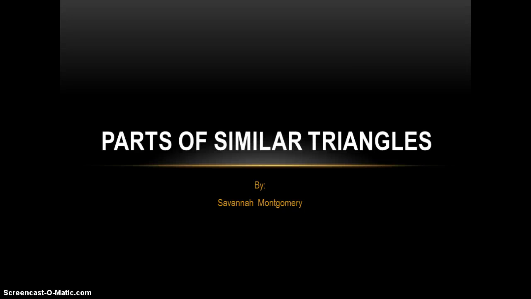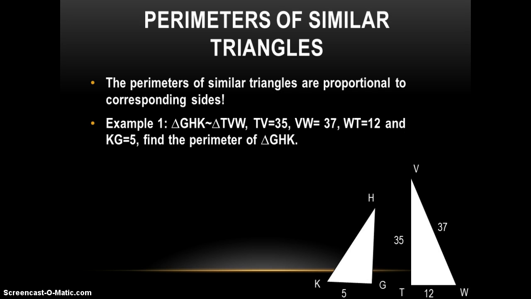Parts of similar triangles. Perimeters of similar triangles. The perimeters of similar triangles are proportional to corresponding sides. So for example 1, we have triangle GHK is similar to triangle TVW.